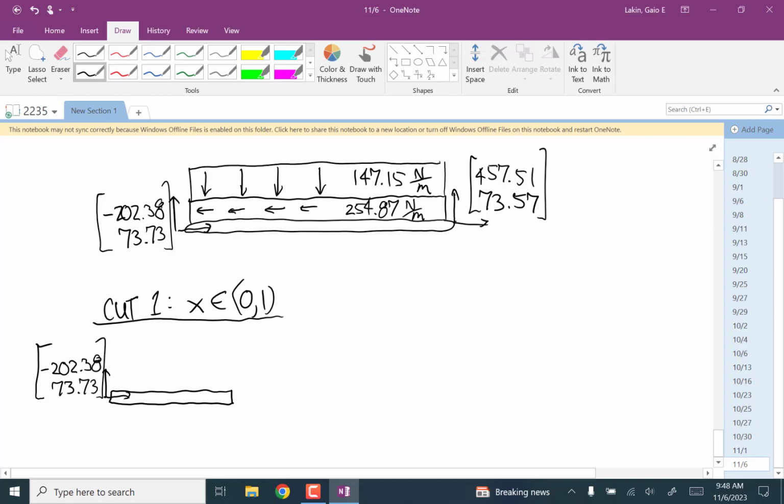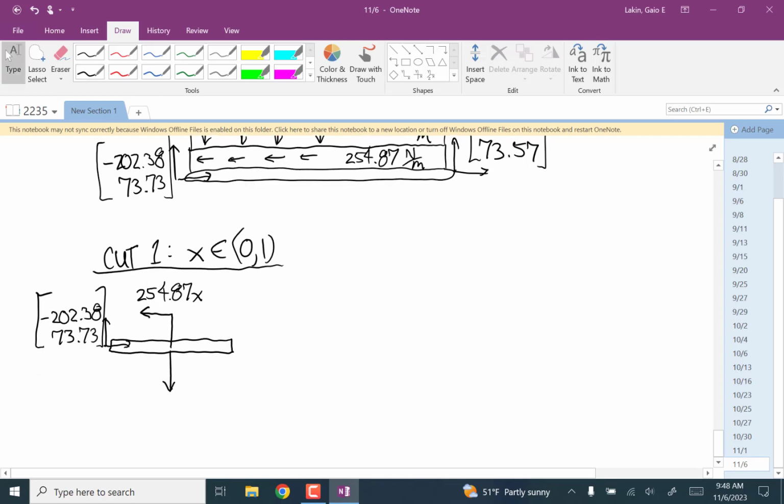Now that we've chosen a body to isolate, these are both rectangular, uniform distributed loads. And so we are going to have a horizontal force acting right down the length of the body with a magnitude of 254.87 x, because that's how uniform distributed loads work. And we're going to have a downward force of 147.15 x.